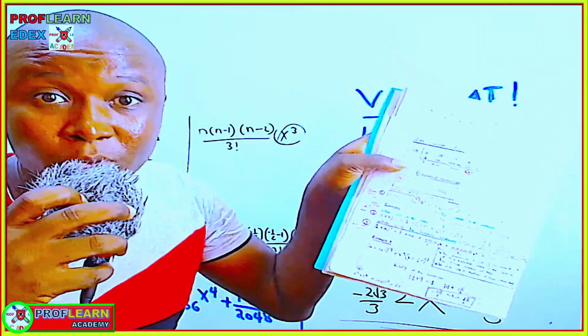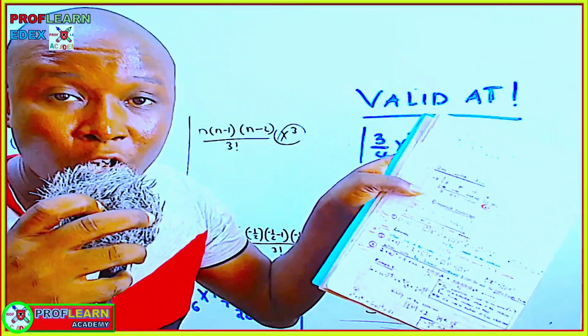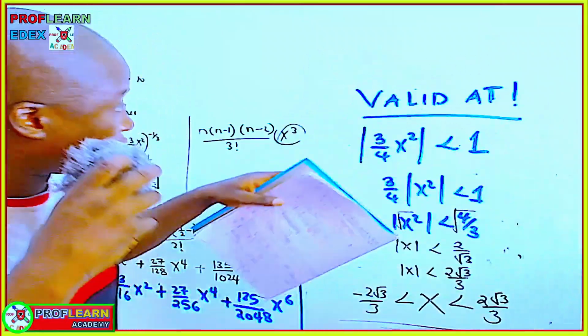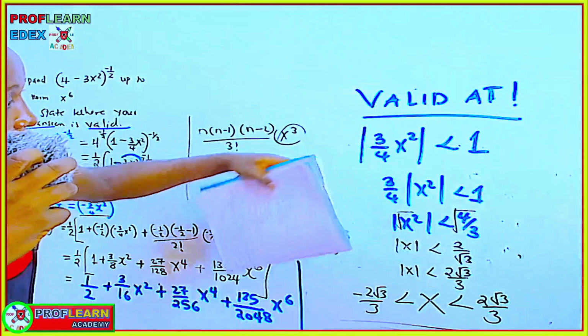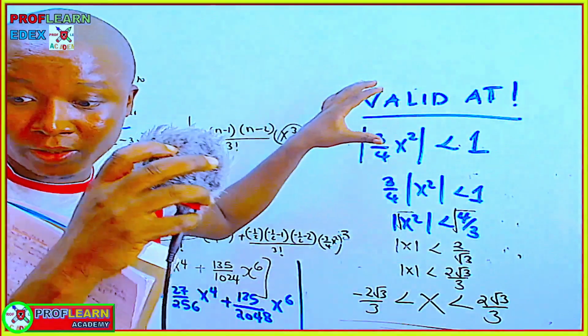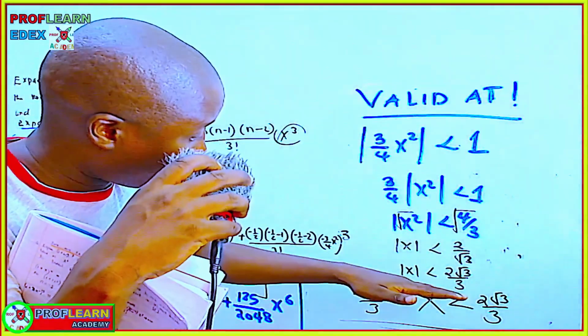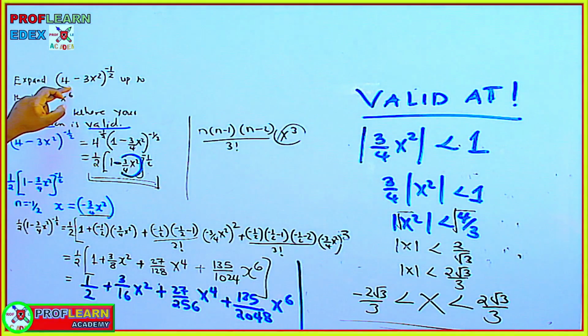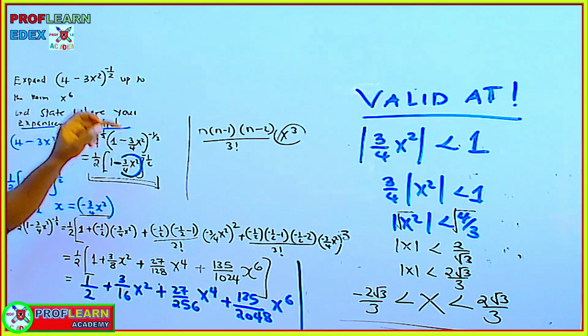Everything that you need to know for binomial expansion is here. You are going to learn how to state the condition where the expansion is valid, and how to expand when this value that you have here is not 1, and also when the power is not a positive integer.